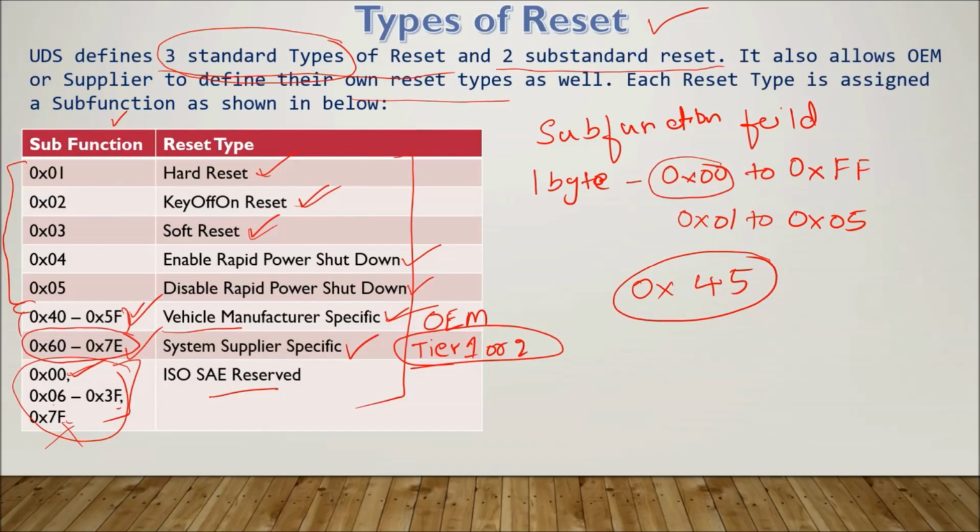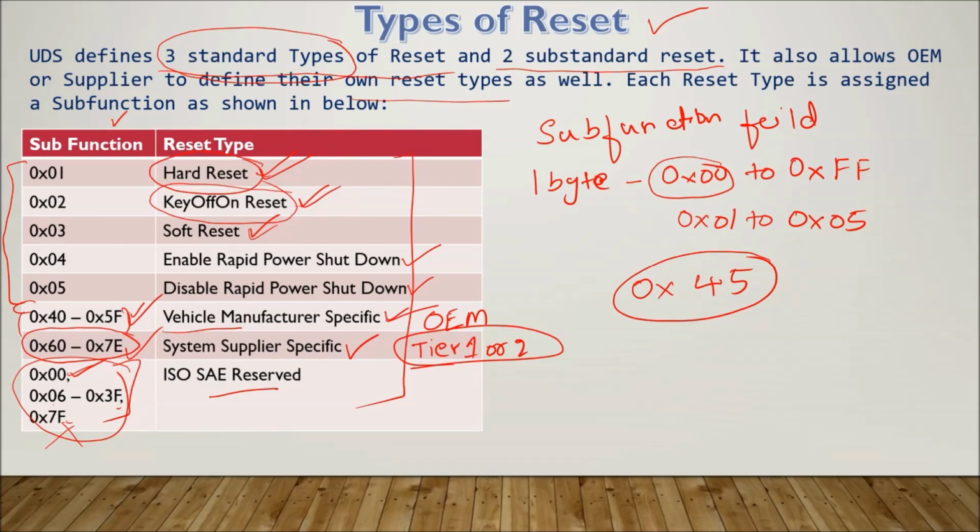So basically, a hard reset is when the complete battery is disconnected from the ECU and the connection of the power is again given back to the ECU. During that time, whatever startup sequence should happen in the ECU, that will happen for the hard reset. For key off on, if you do the ignition off and ignition on, whatever startup sequence is supposed to happen for the ECU, that will happen if you trigger the key off on reset.